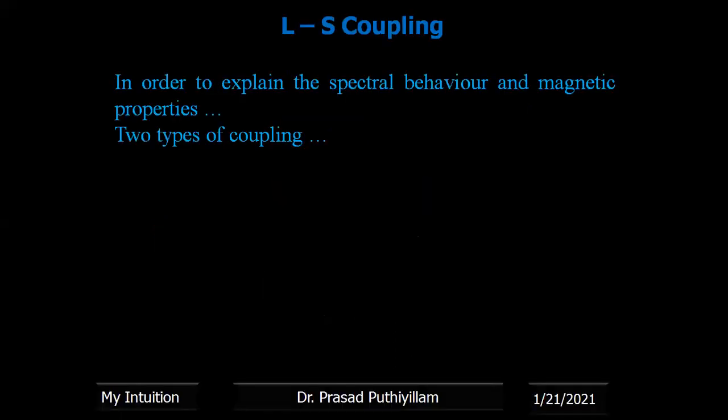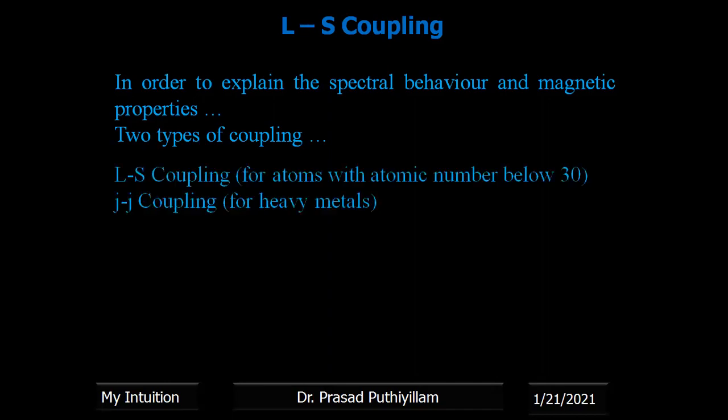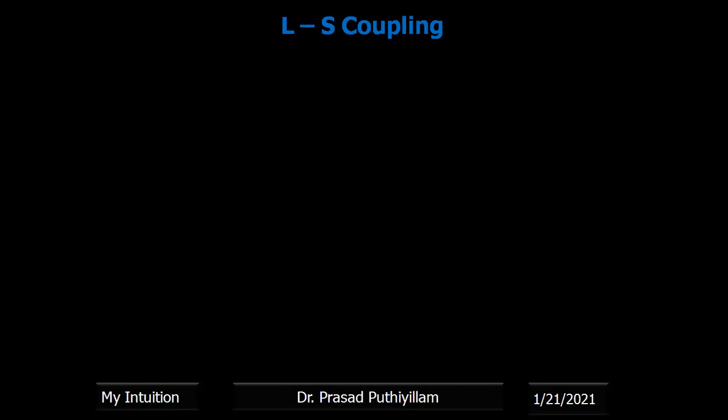class number 13. So here, LS coupling. To explain the spectral behavior as well as the magnetic properties of compounds, not only coordination compounds, two types of coupling were introduced by scientists. They are LS coupling, which is for atoms with atomic number below 30, and even certain transition atoms, second series transition metal atoms, also follow LS coupling. Then for heavy metals like lanthanides and actinides, jj coupling. I'm not covering jj coupling in this class, only LS coupling.